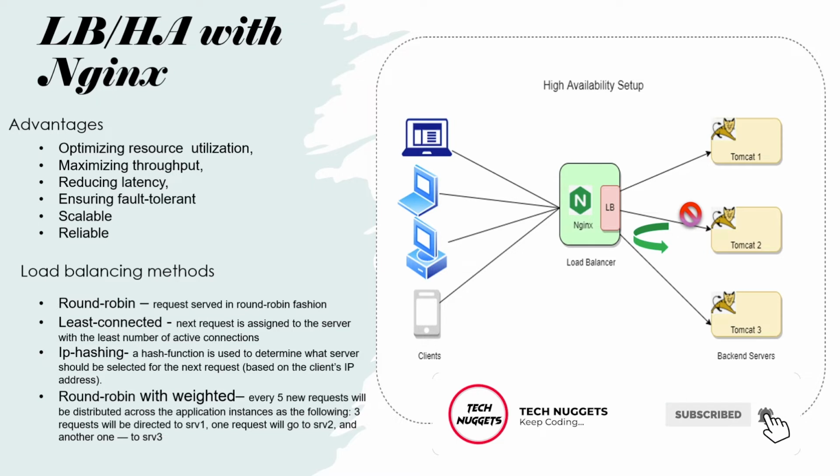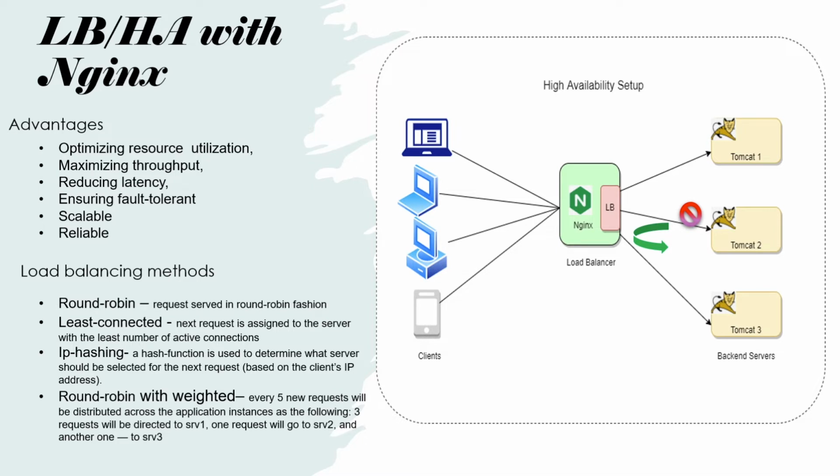Okay, so what are the advantages? The first thing, optimizing resource utilization. What do you mean by that? Based on your traffic, it tries to optimize the utilization across the instances, maximizing throughput. This is basically the IO and the transactions per second or clicks per second, the overall performance, right? And reducing latency. So this is a good one.